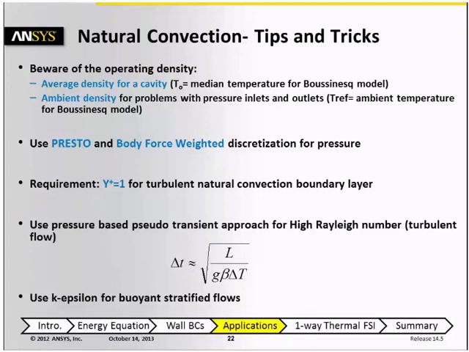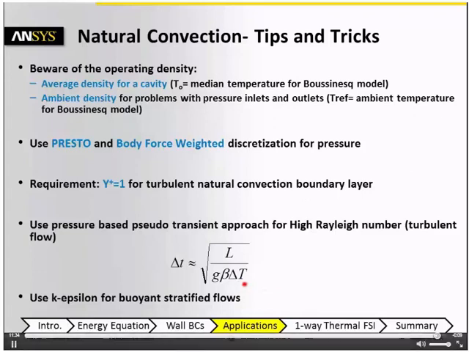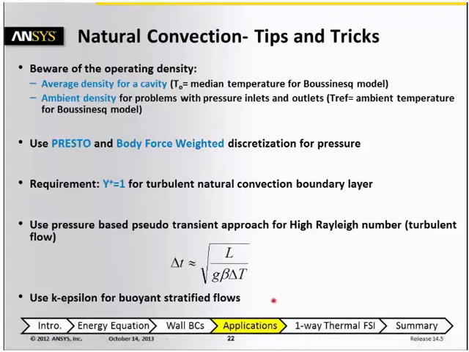For flows where the Rayleigh number is high, you can use the pseudo-transient solver and estimate the time step using the expression here, where L is a typical spatial dimension in the domain, maybe the height of the cavity, and delta T is representative of the difference between the high and low temperatures in the system. And finally, for buoyant stratified flows, it's recommended to use one of the K epsilon family of turbulence models.